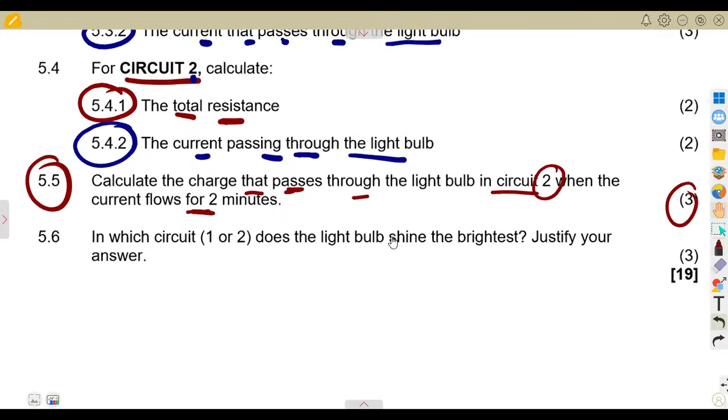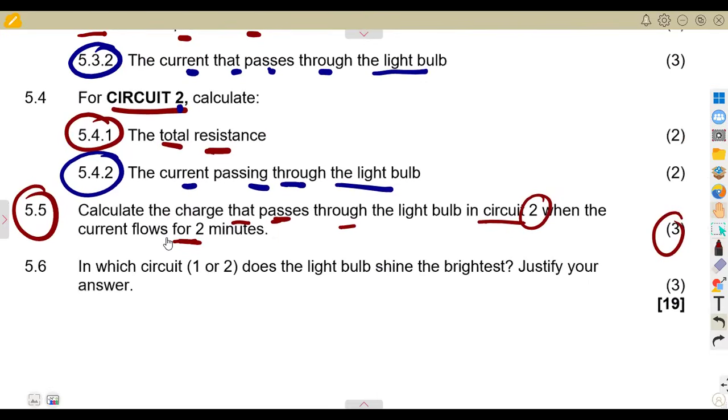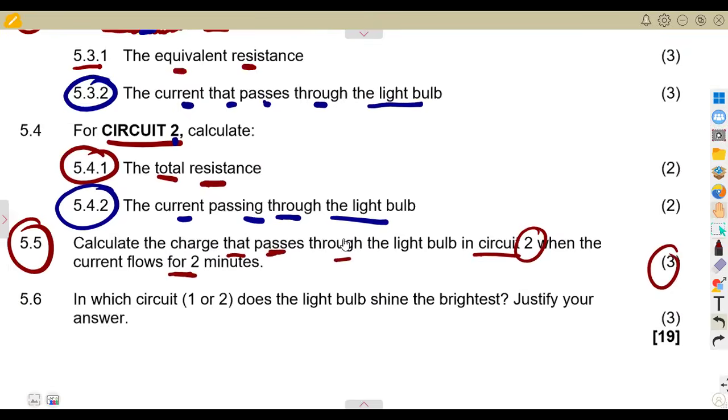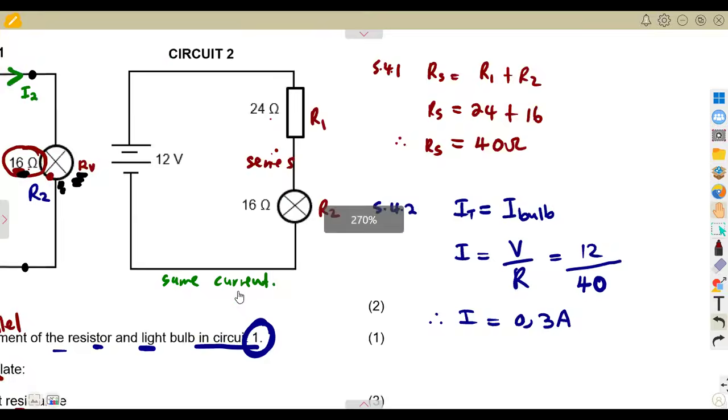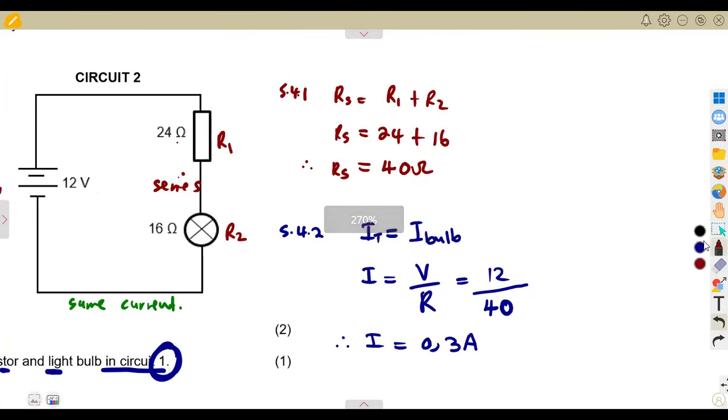So we're going to need to calculate the current, that is the charge that we're going to calculate, and this charge passes through the light bulb in circuit 2. Take note, we are given where to consider from: circuit 2. So that's 5.5. We need to calculate the charge, which is Q, but we are from circuit 2. So this is to be calculated from circuit number 2.